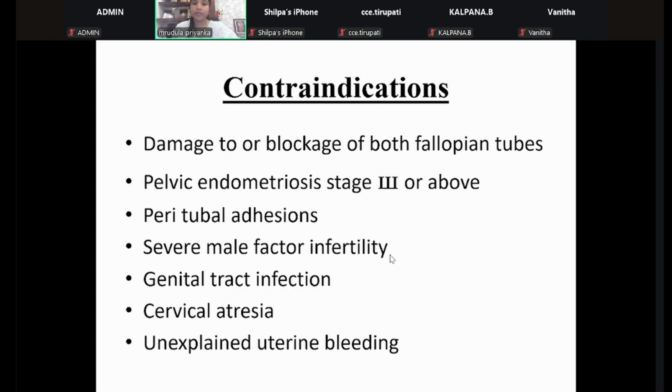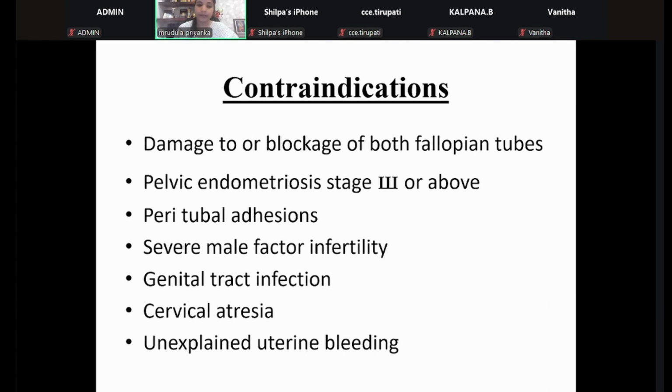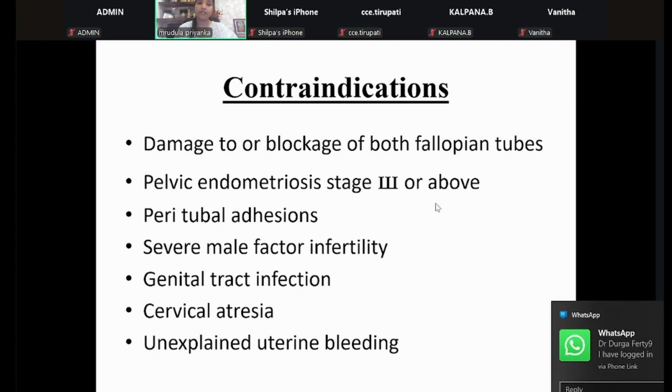Then coming to contraindications: damage to or a blockage of both fallopian tubes, severe pelvic endometriosis stage 3 or above, wherein the tubo-ovarian relationship is disturbed, then peritubal adhesions, severe male factor infertility, active genital tract infection, cervical atresia, and unexplained uterine bleeding. These are all contraindications of IUI.